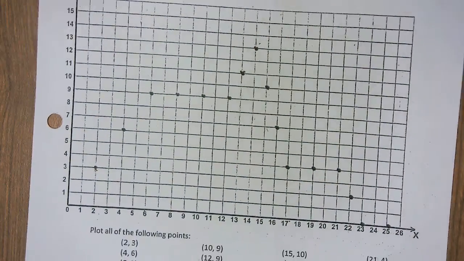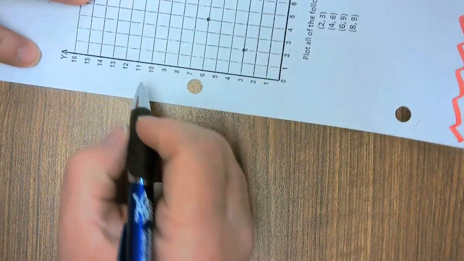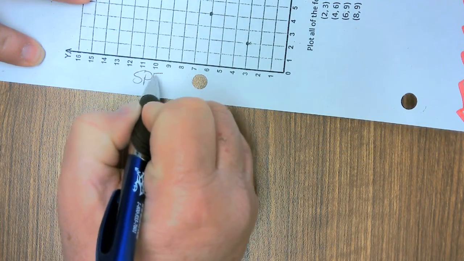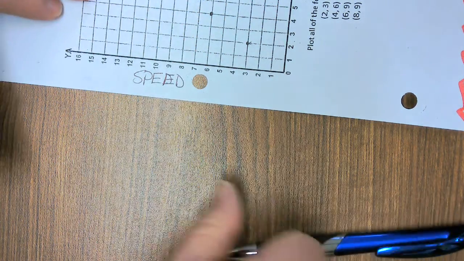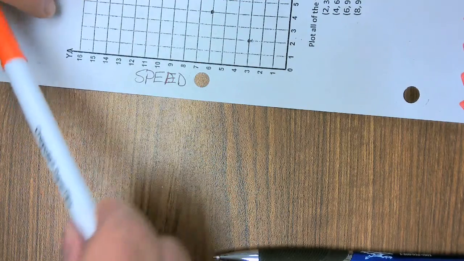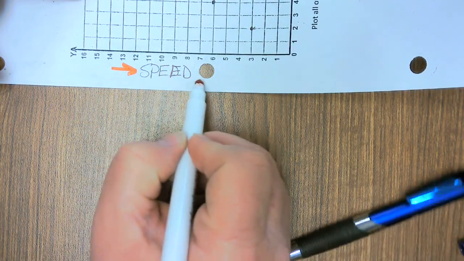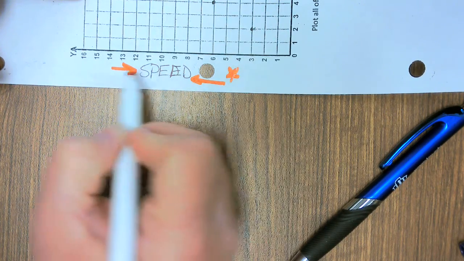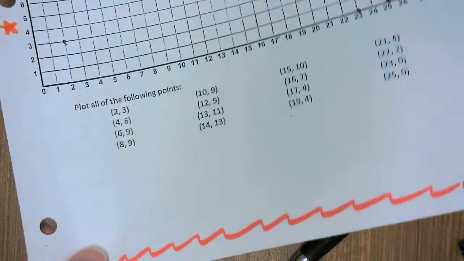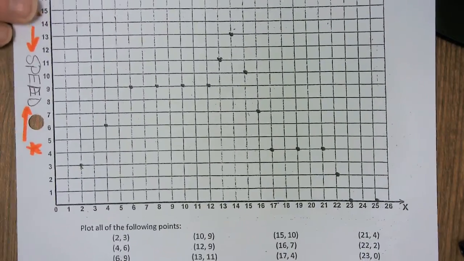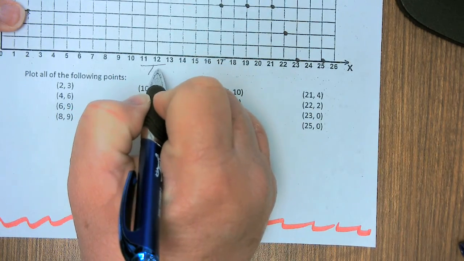I will go ahead and label my y-axis as speed. Once again, super, super important. So I'm going to put some arrows and some stars. Just make it look obnoxious. So it says speed. My x-axis, once again, should read time.